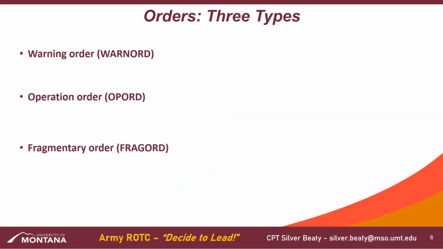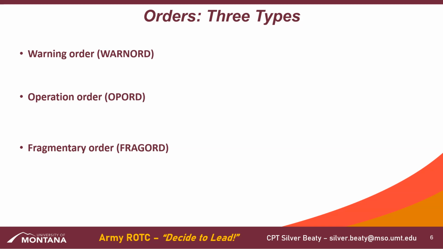So we have three types of orders. We've been talking a lot about OPORD. This entire lesson is about the OPORD, or operations order, but technically there's three types. We've got a warning order, also known as a warnord or a warno. You could hear it called all three things. And then you have the fragmentary order, or a fragord, frago. The reason I put them in this order is because ideally you receive a warning order first, a heads up, if you will, this is about to happen.